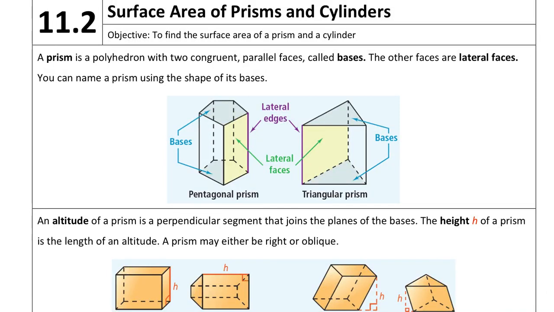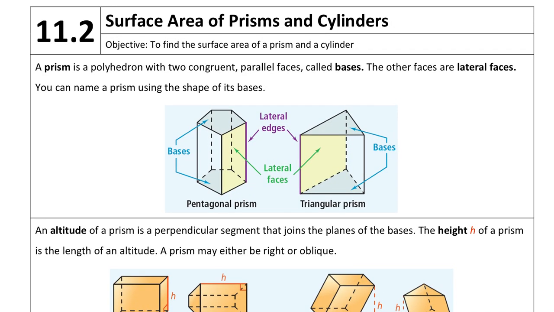Okay, so in this lesson, we are going to shift from talking about shapes in 3 dimensions and how to describe them to how to use shapes in 3 dimensions to find something called surface area. So we talked a little bit about what a prism is, but the definition of a prism is that a prism is a polyhedron with 2 congruent parallel faces. And these faces are called the bases of this prism. The other faces are lateral faces.